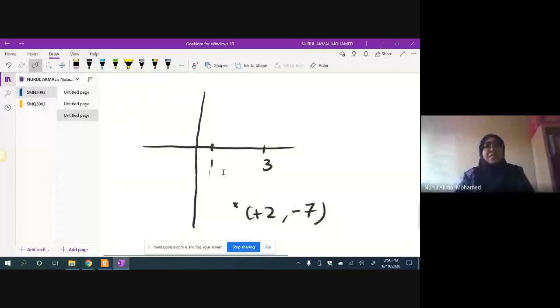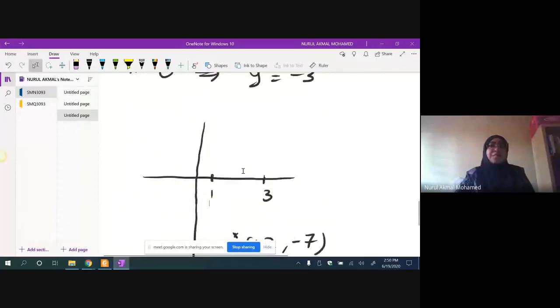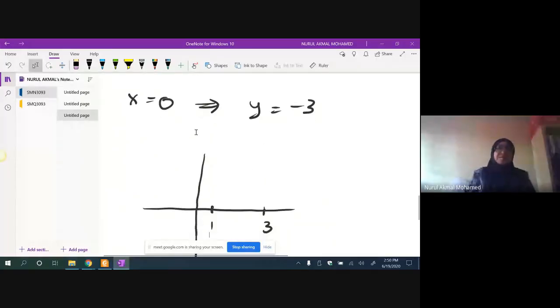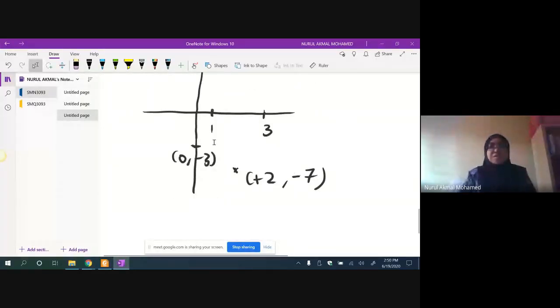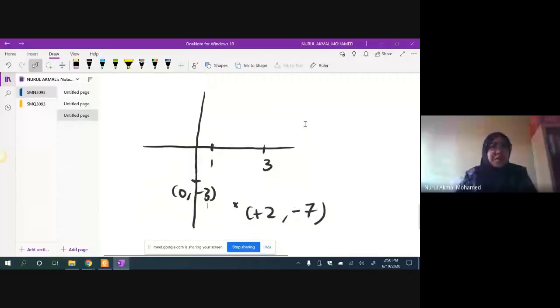I don't think this is correct because somehow it intersects this point, 0, negative 3. It intersects 0, negative 3. You cannot intersect 1, 0 and 3, 0. Okay? I think this is not correct. So, please check by using your calculator. This is not correct. Can you check it for me?